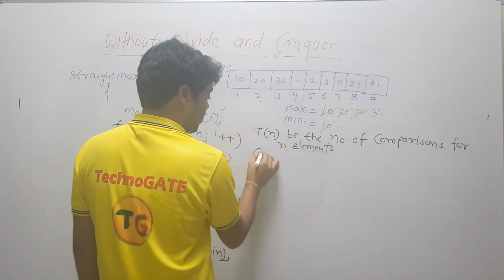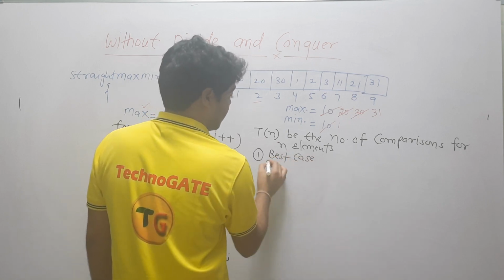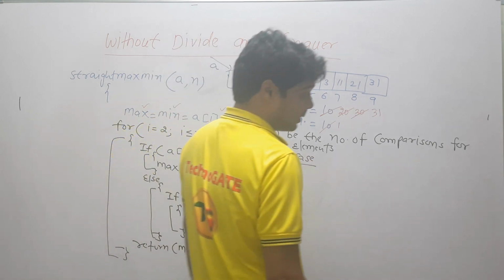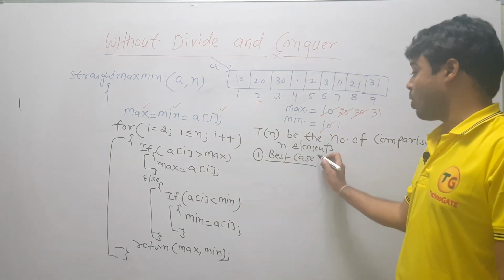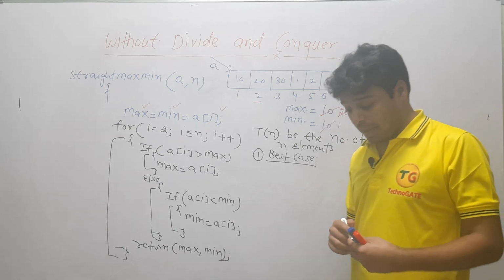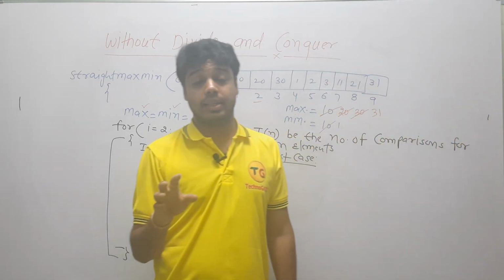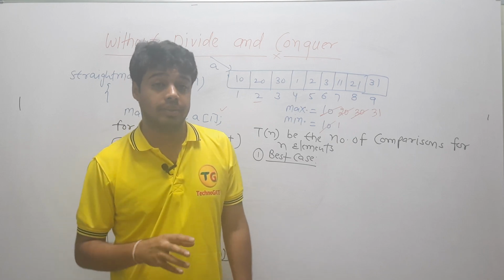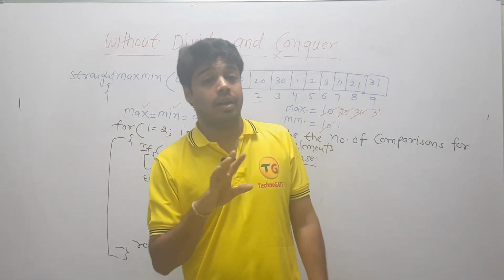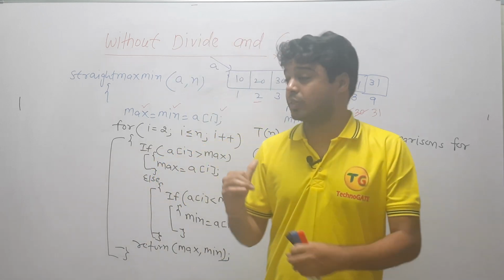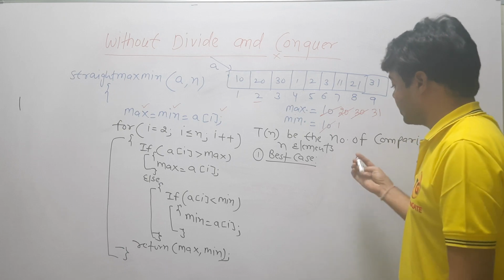Now check the best case first. So the best case will arise when the input is already sorted. Always remember, you can talk about the best case and worst case when the input is given. If the input is not given, then always consider the average case. So the best case will appear here when the input is already sorted.